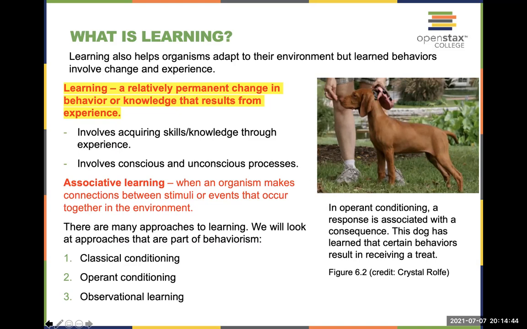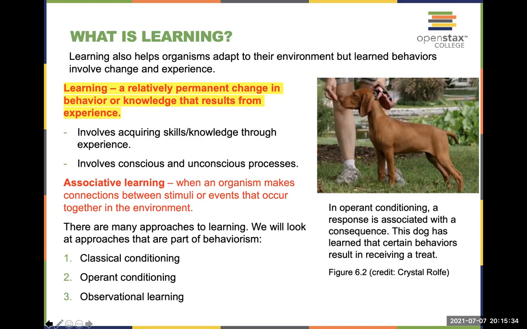So now that we've talked about that, let's talk about what learning actually is. The purpose of learning is that it helps organisms adapt to their environment. But learned behaviors involve change and experience, right? The definition of learning that I definitely want you to know, highlighted in red here with yellow, is that it is a relatively permanent change in behavior or knowledge that results from experience. So it involves acquiring skills and knowledge through experience. It involves conscious as well as unconscious processes, and we'll talk about that as we move through this.